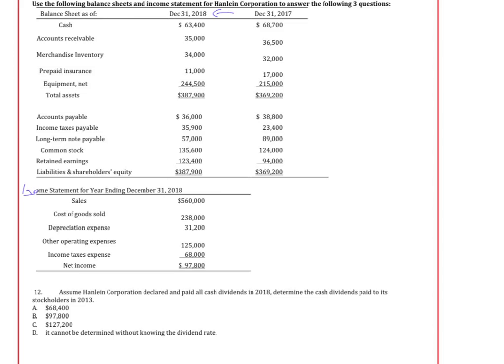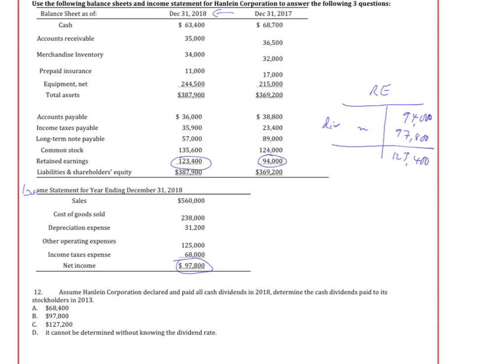So what we're going to do is look at the movement on retained earnings for the period, because we know that if we look at retained earnings, we started off with a balance of 94,000. We end the year with a balance of 123,400. We know that the net income was 97,800, so of course that's an increase in retained earnings, and so it must be that the dividends paid is the balancing figure.